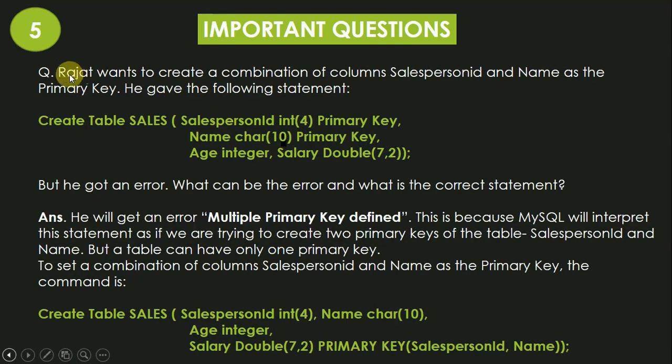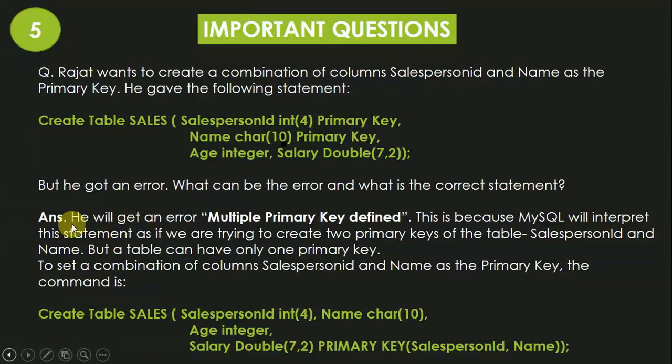Now the next question is, Rajat wants to create a combination of columns, salesperson ID and name, as the primary key. And he gave the following statement. Create table sales, salesperson ID int 4, primary key, comma, name char 10, primary key, comma, age integer, comma, salary 7, 2. But he got an error. What can be the error and what is the correct statement?